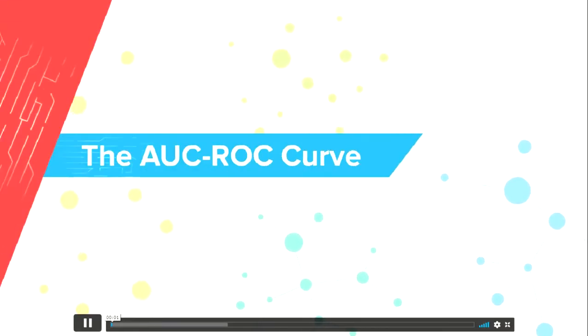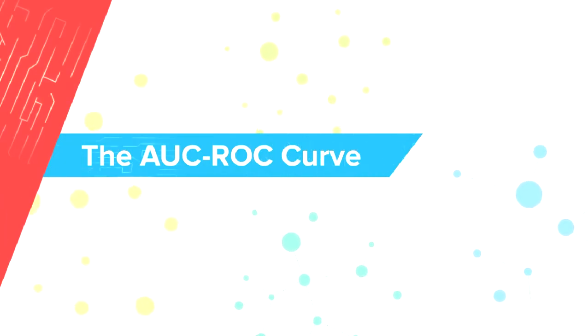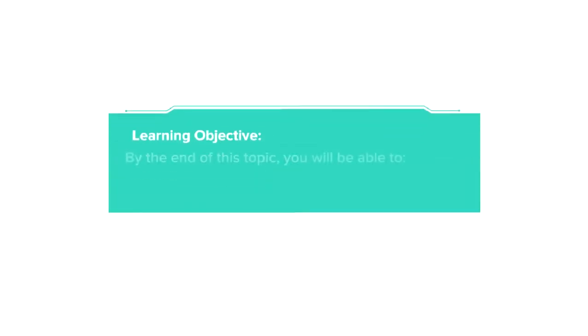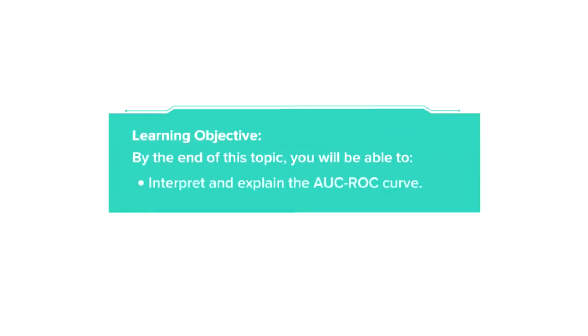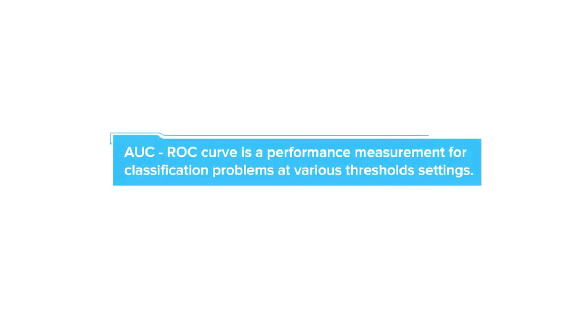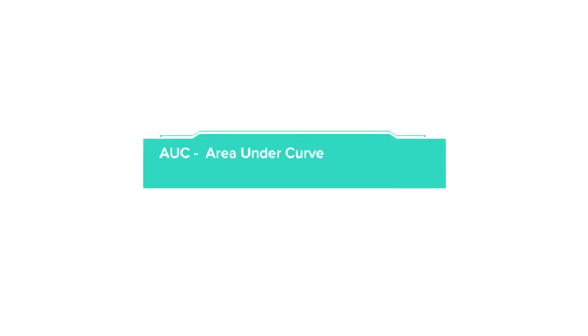Let's continue our discussion on evaluation metrics. By the end of this topic, you will be able to interpret and explain the AUC-ROC curve. AUC-ROC curve is a performance measurement for classification problems at various threshold settings. AUC refers to the area under curve and ROC stands for receiver operating characteristics.